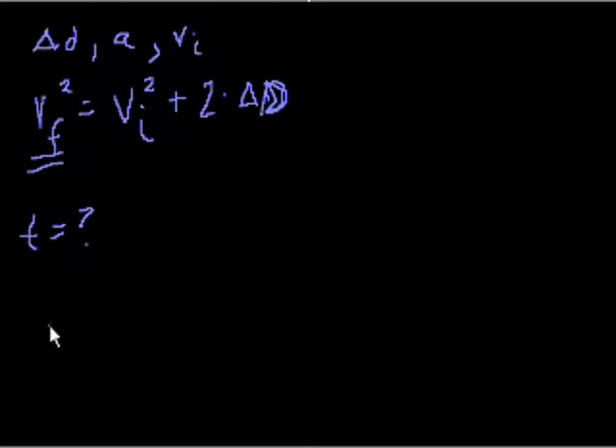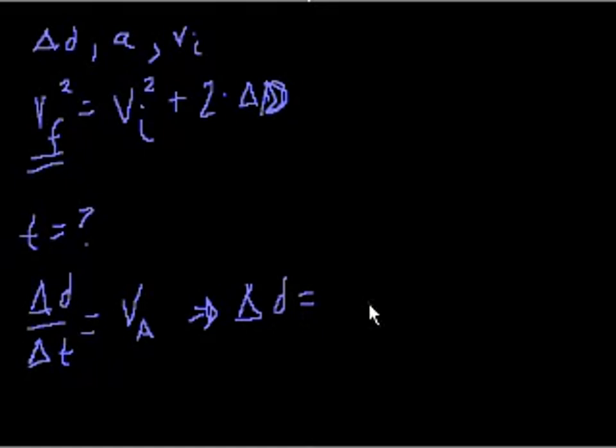Not the distance formula, how distance relates to velocity. So we know that, I'll write it slightly differently this time, the change in distance over the change in time is equal to the average velocity. Right? Or we could rewrite this as the change in distance is equal to the average velocity times the change in time.